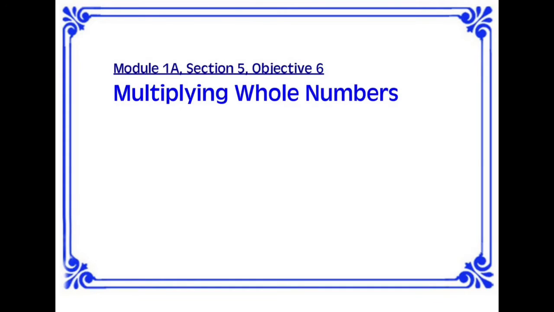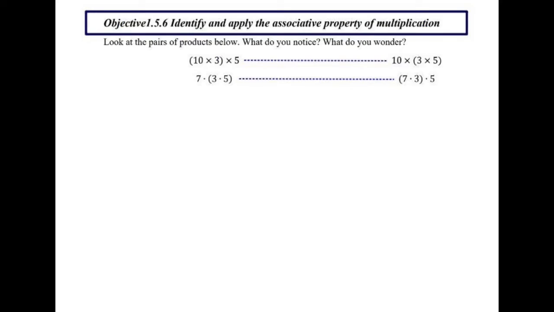Module 1, Section 5, Objective 6. And it says, identify and apply the associative property of multiplication. So if you remember before, associative property was changing the grouping of numbers.